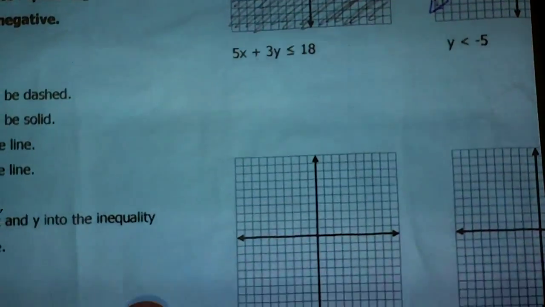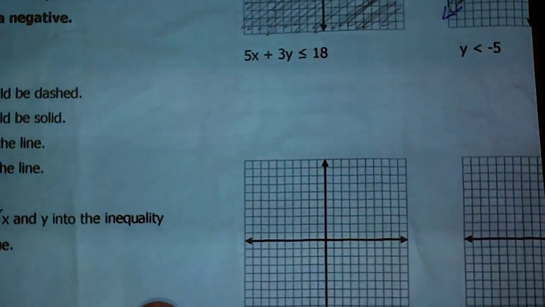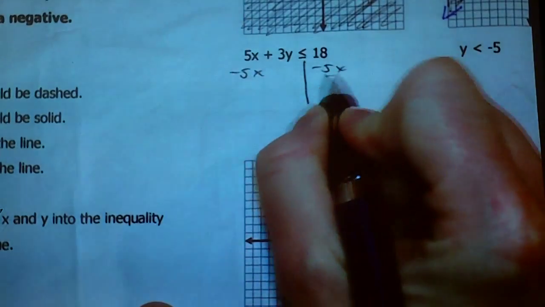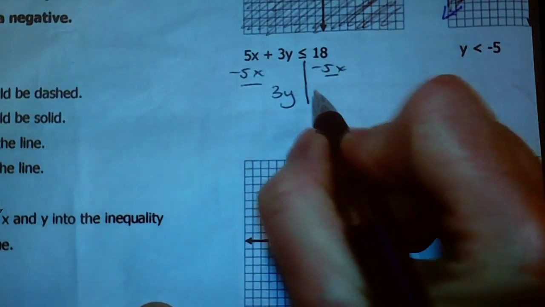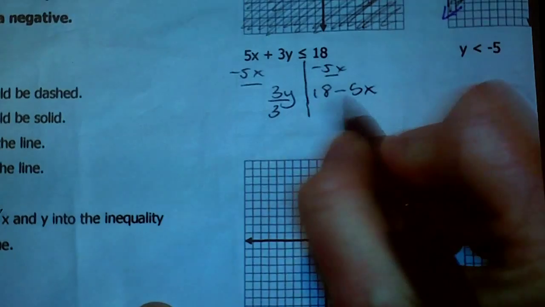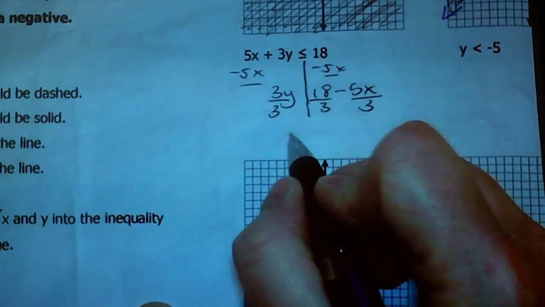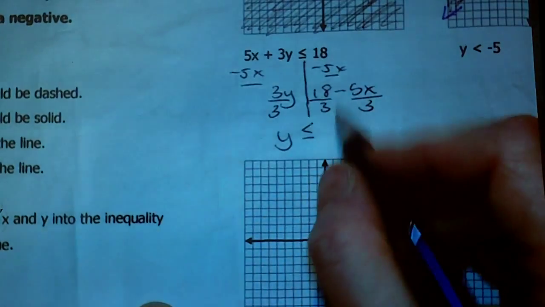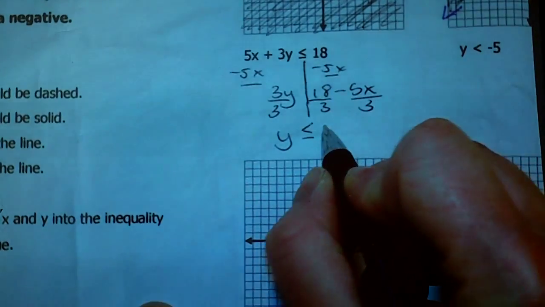Okay, here's another one. It's not solved for y. Let's solve it for y. I'm going to subtract 5x. I'm left with 3y here and 18 minus 5x here. Now I need to divide by 3. So y, and I didn't have to change any signs, so I didn't divide by a negative. 18 divided by 3 is 6.